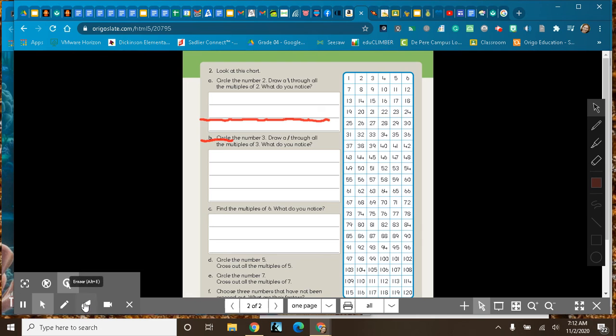It's a lot of busy work. When you look at the finished graph or number chart, it looks very confusing. But if you choose to do it, that would be wonderful.